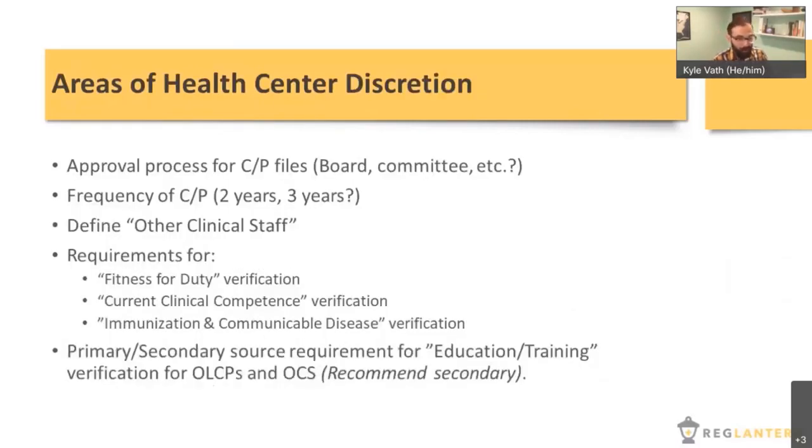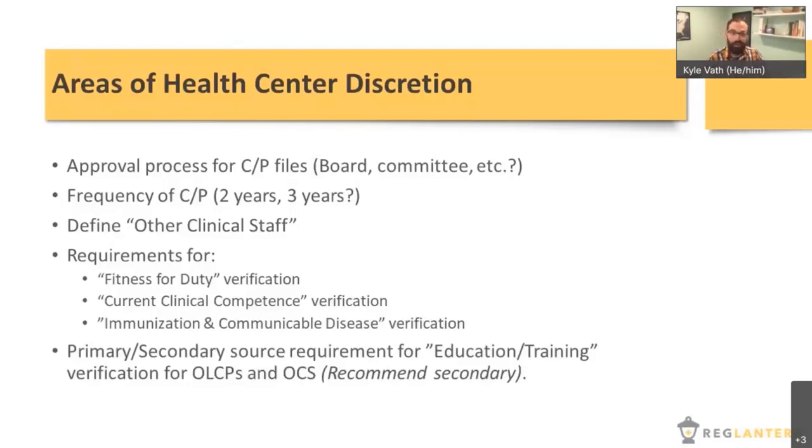There are a number of areas of health center discretion. Who approves the credentialing and privileging files? This used to be required that the board does this. It's no longer a requirement. So you can determine whether it's a committee or the board. How often you credential and privilege? Most people do 2 years. I don't think I've ever seen someone who doesn't do every 2 years, but you define how often you credential and privilege.